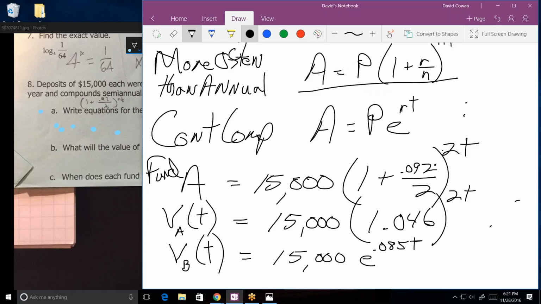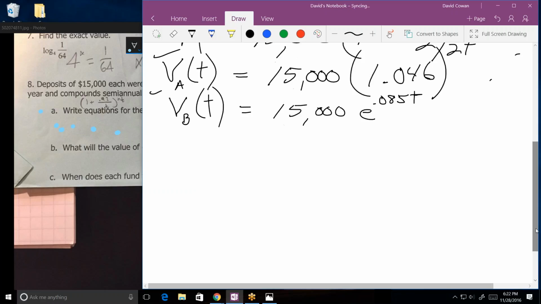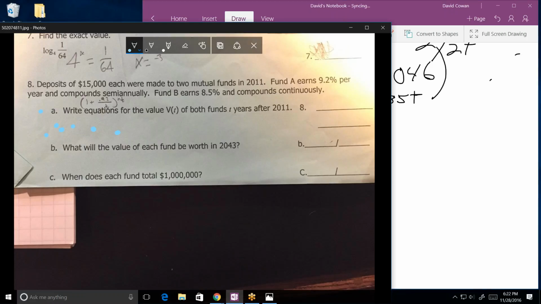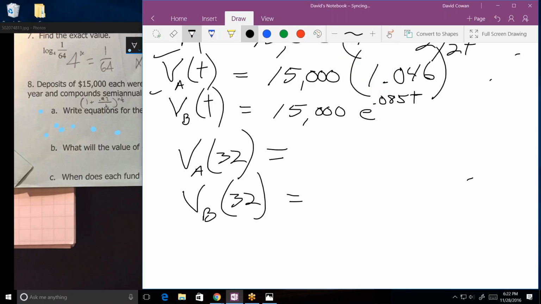then all I've got to do is plug in t of 32 in both of these equations, and what that would look like would be something like V sub A of 32 would be equal to whatever it is. V sub B of 32 would be equal to whatever it is. Let's go ahead and figure that out. You got your calculator?